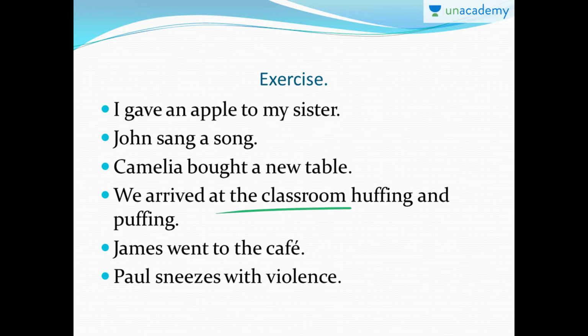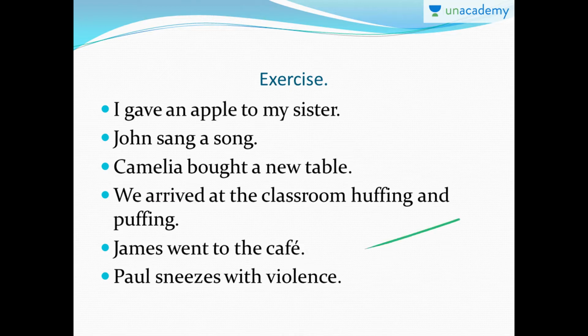Please don't get confused between a place and a thing. So there are two different things, right? A place is a destination, whereas a thing can be, how do I say it? A car is a thing, whereas it's not a destination. School is a destination, okay? So we arrived at the classroom, huffing and puffing. This sentence has no object at all. So arrive is an intransitive verb, okay?